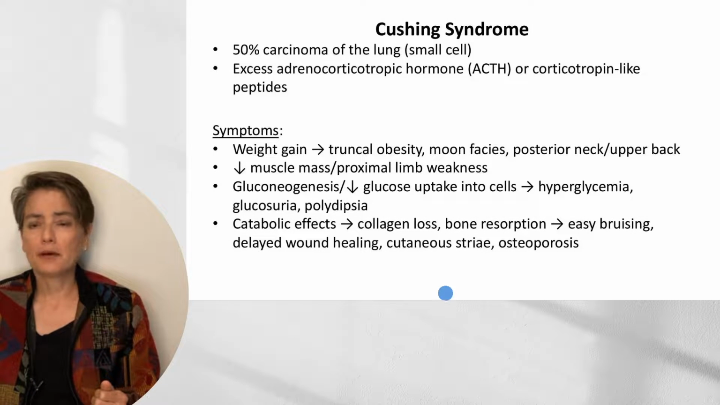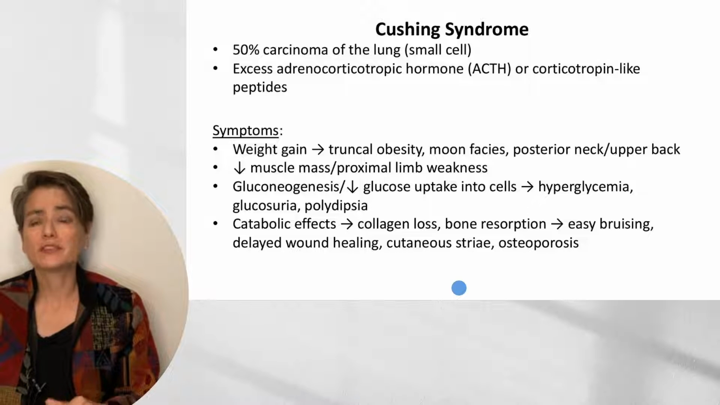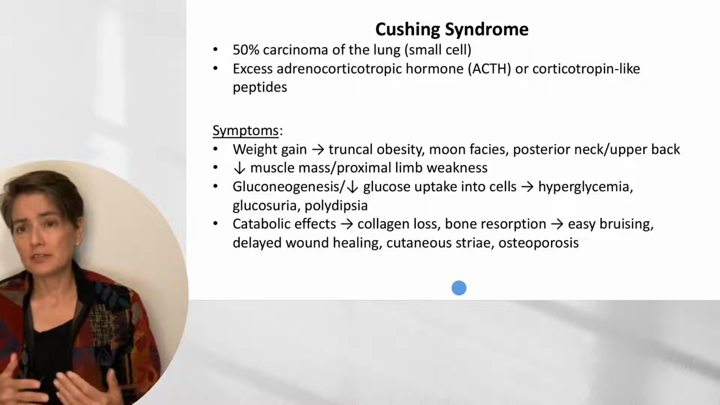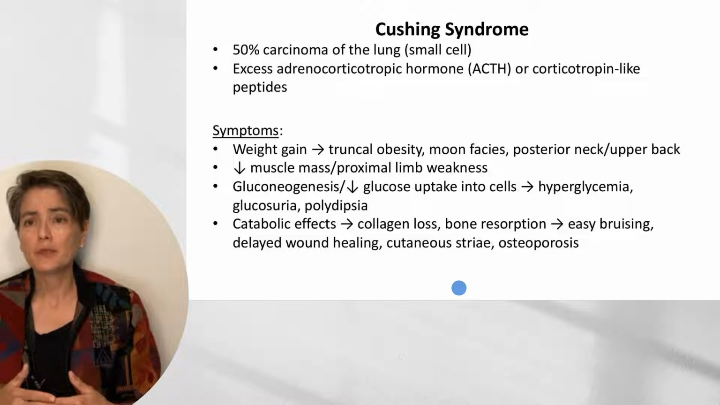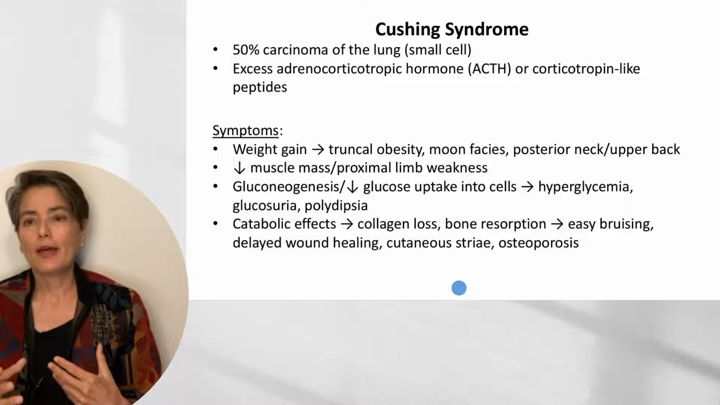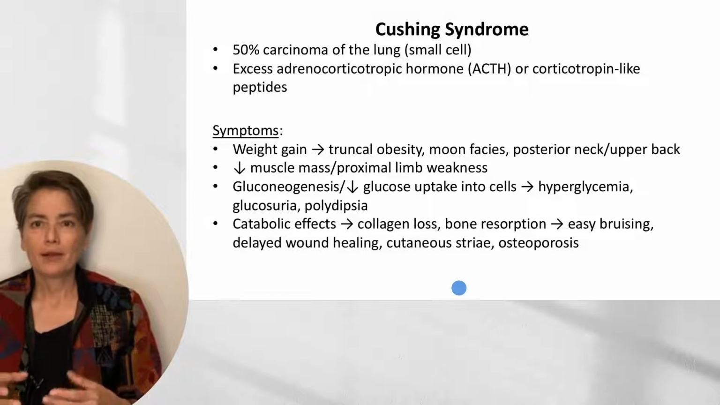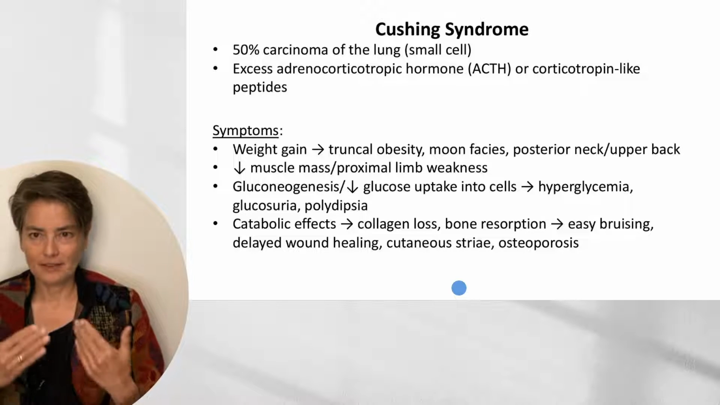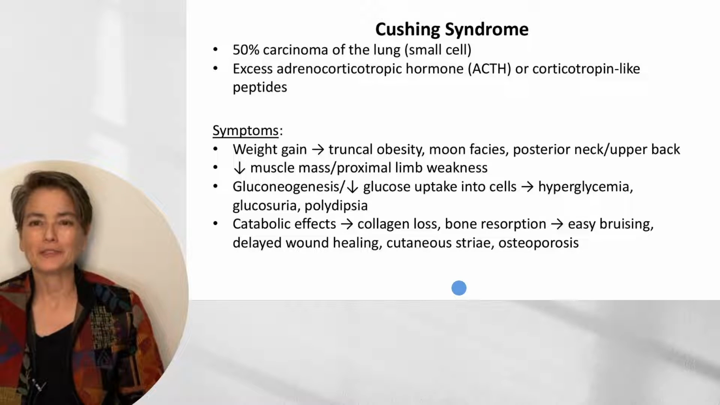Now, the next paraneoplastic syndrome I want to look at is also an endocrinopathy. This is Cushing syndrome. Now, as I mentioned, I have a video which addresses adrenocortical dysfunction, so please take a look at that one. I want to provide sufficient background on Cushing syndrome so that you're not just memorizing small cell carcinoma of the lung, Cushing syndrome, and moving on. Let's have an understanding of what we're going to see.